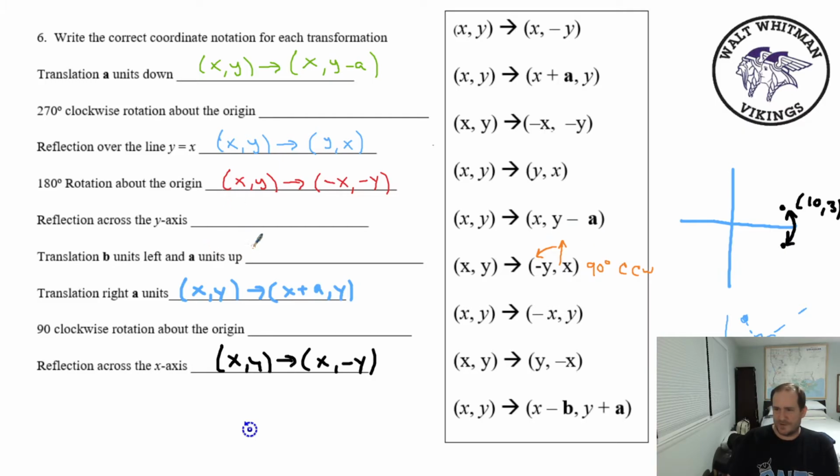So your best answer here is which one? 90 degrees clockwise? 270. Okay, so 270 clockwise is the same as 90 degrees counterclockwise. So make sure you can find the right rule and put it on the right line. So xy maps onto negative y, x.